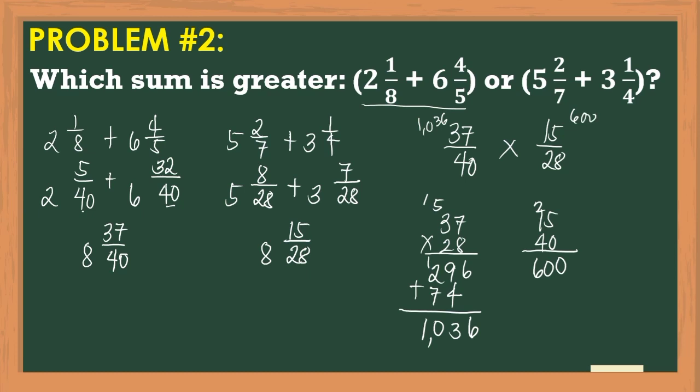Okay. Kung i-compare po natin dyan, alin po yung mas mataas na product? So, yun po yung 1,036. Ibig sabihin po, yung sum po ng 2 and 1/8, tsaka 6 and 4/5 ay greater sa sum ng 5 and 2/7, tsaka 3 and 1/4. So, nasagot na po yung tanong.